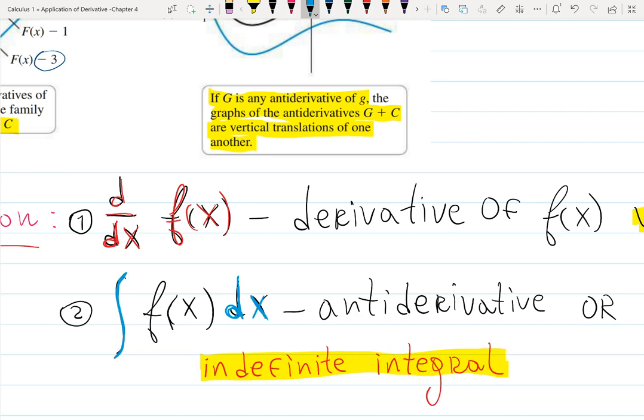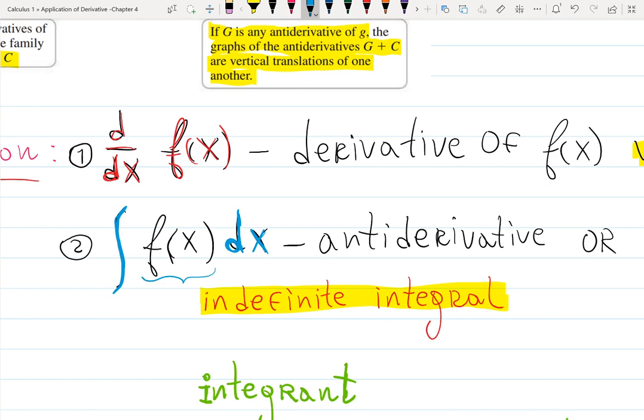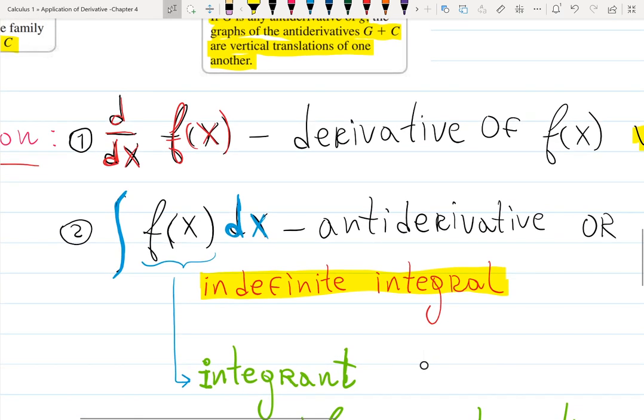So the notation of the integral is this sign in front of the function, and then dx closing the function. Whatever is between is called the integrand. Integrand is the function that we are integrating. Integrand is whatever we're going to be integrating, to integrate.